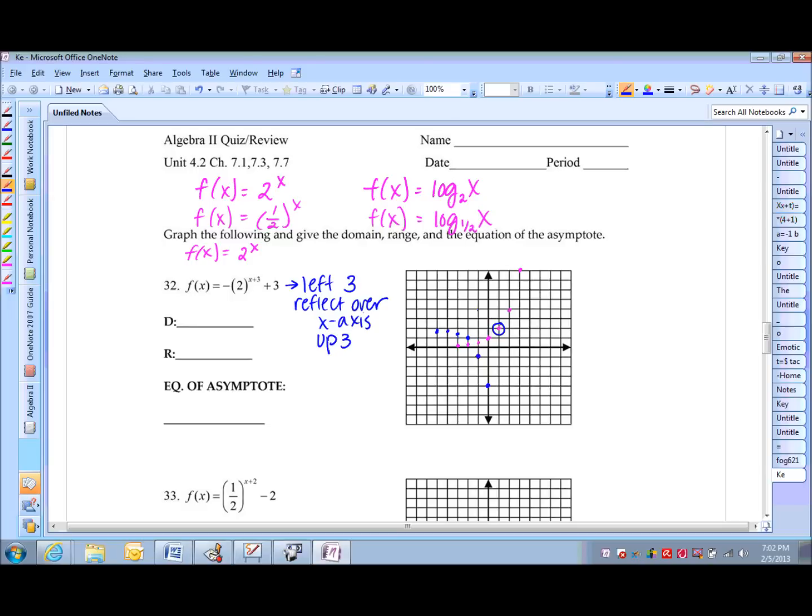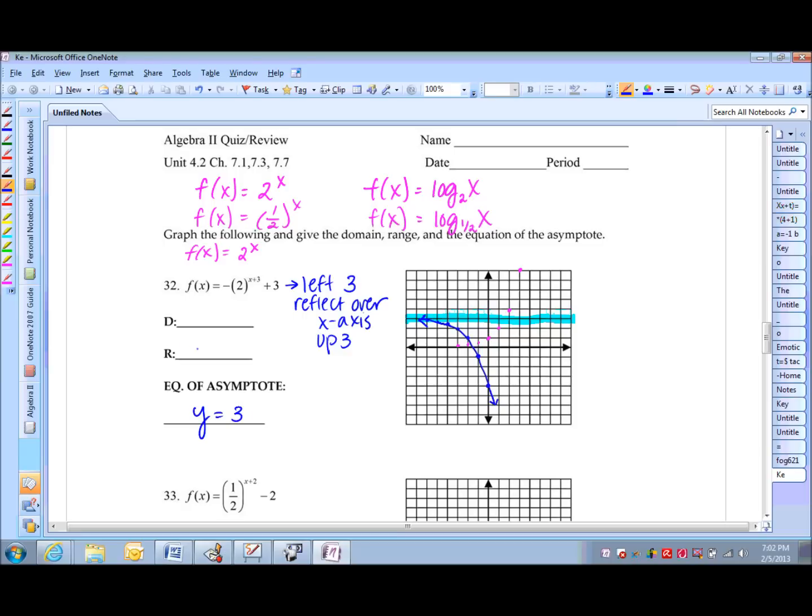Okay, and your parent function should end up looking something of this sort. I messed up on mine. Okay? And if you notice, the graph is approaching this line right here, but it will never actually touch it. A line that a graph approaches but never touches is called the asymptote. So the equation of our asymptote here is y equals 3.